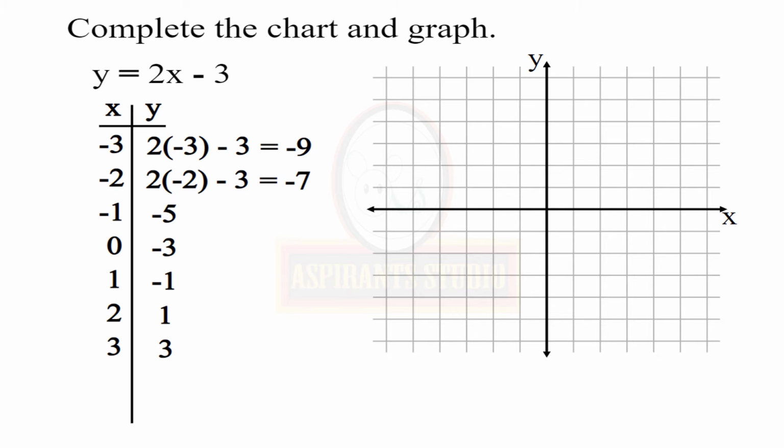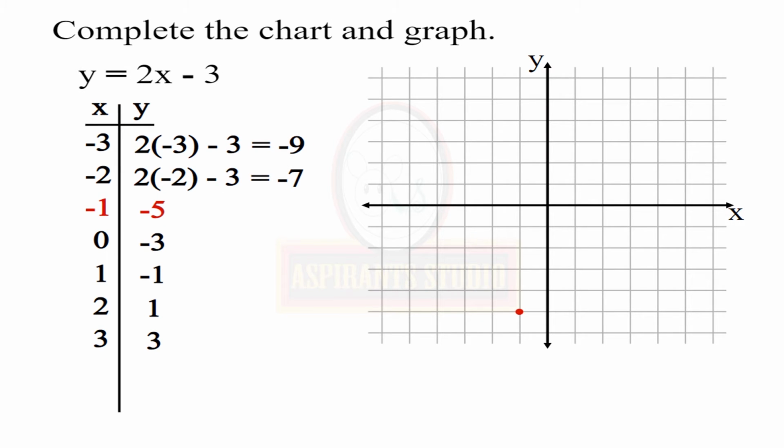Similarly, when you calculate when x is equal to minus 1 in this equation, y will be equal to 2 into minus 1 minus 3, that is otherwise minus 5. Similarly, when x is equal to 0, put the value of x as 0, then put the value of x as 1, put the value of x as 2, and then put the value of x as 3 in this equation y is equal to 2x minus 3, and find out the values of y accordingly.